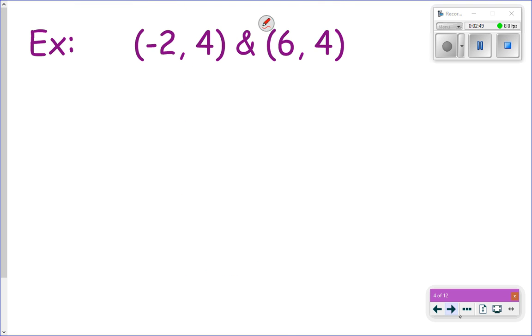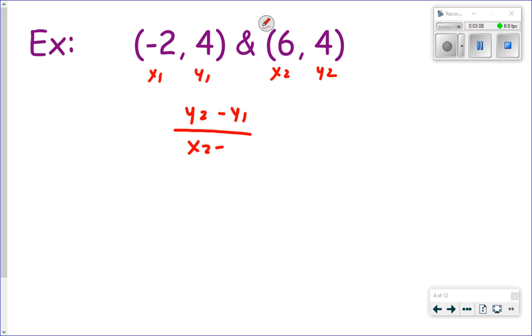Okay, next one. We have -2, 4 and 6, 4. So same thing, we need to find the slope between the 2 points. I'm going to start by labeling x1, y1, x2, y2, and then write out my formula, y2 minus y1 over x2 minus x1. And now I'm going to plug in. My y2 value is 4. My y1 value is 4. x2 is 6. x1 is -2.